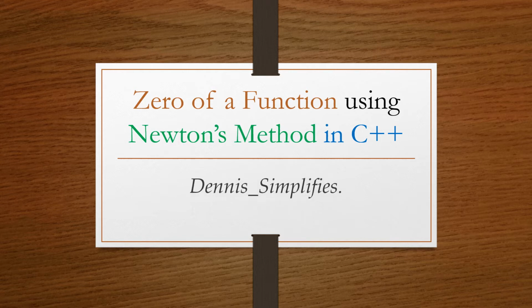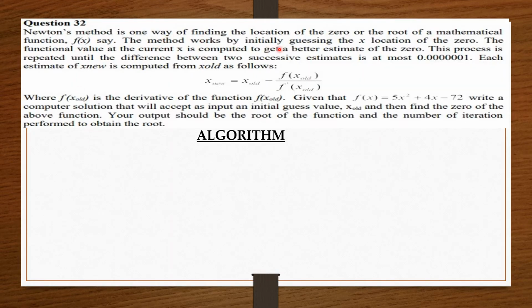So let's simplify. Newton's method is one way of finding the location of the zero, or the root, of a mathematical function, f of x. The method works by initially guessing the x location of the zero. The functional value at the current x is computed to get a better estimate of the zero. This process is repeated until the difference between two successive estimates is at most 1 in 10 million. Each estimate of x new is computed from x old as follows, where f prime of x old is the derivative of the function f of x old.